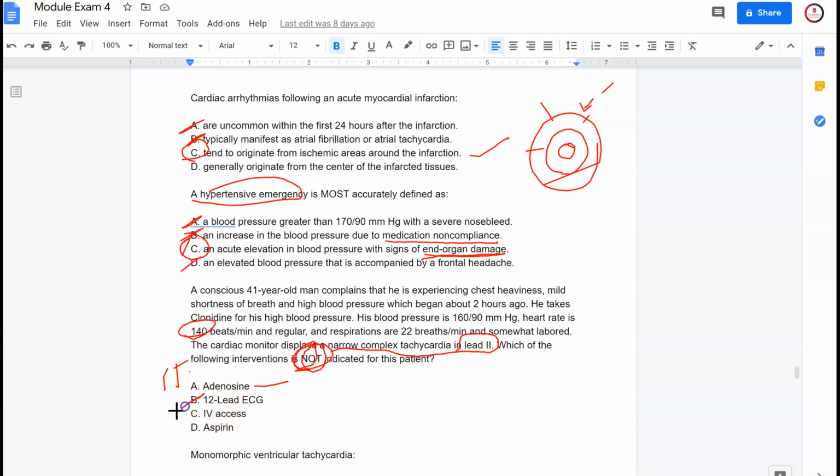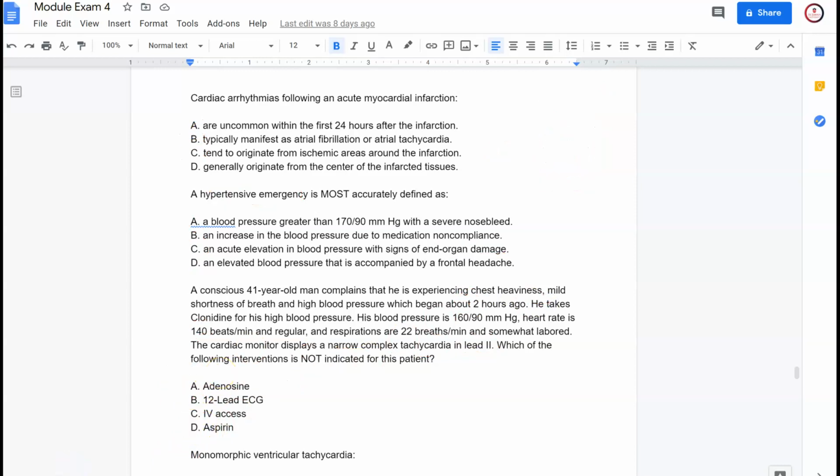12 lead? Yes, definitely do a 12 lead. IV access? Yeah, I also think that's a necessity. And he's experiencing chest heaviness. Would you not give him aspirin? Yes. Adenosine is least appropriate in this case.